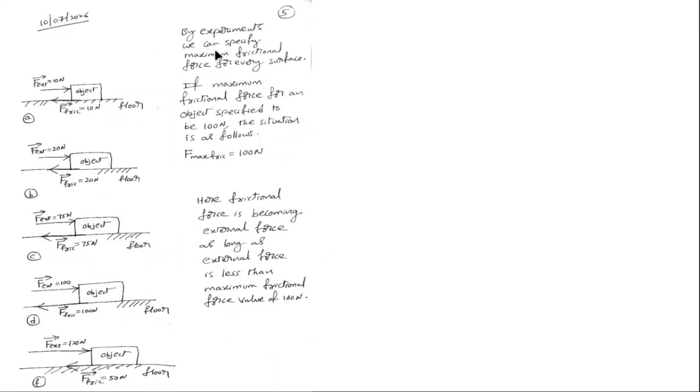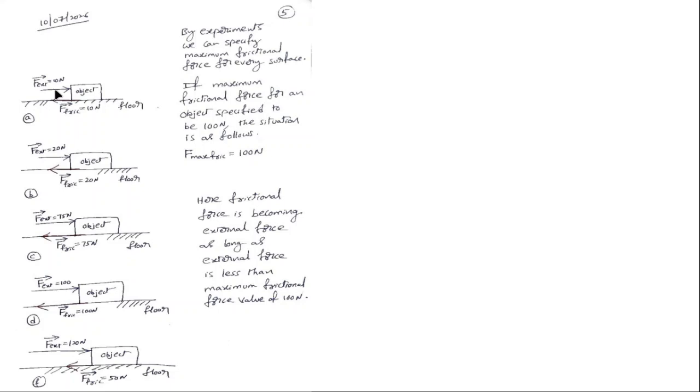By experiments, we can specify maximum frictional force for every surface. For example, F maximum frictional is equal to 100 newtons for a given surface. How can you specify this? By doing experiments, you can specify. Suppose this surface has maximum frictional force equal to 100 newtons, the situation is as follows.